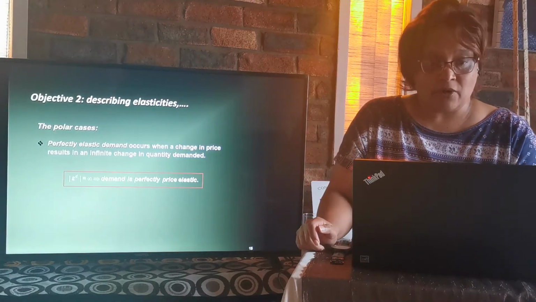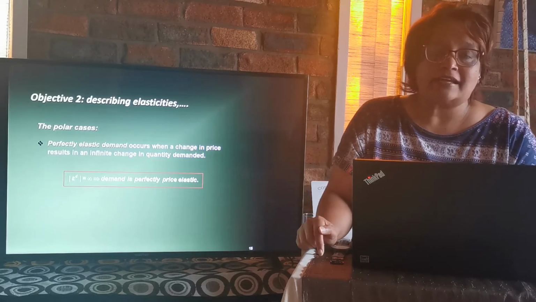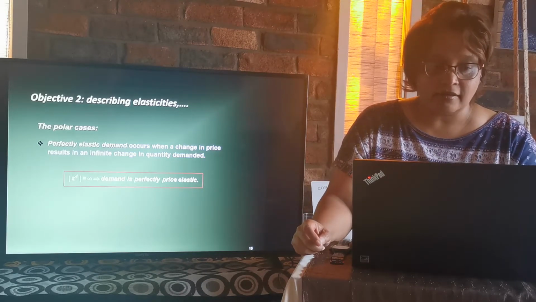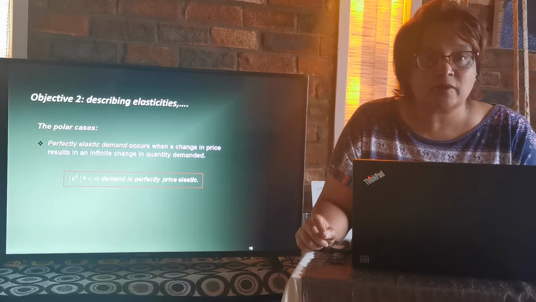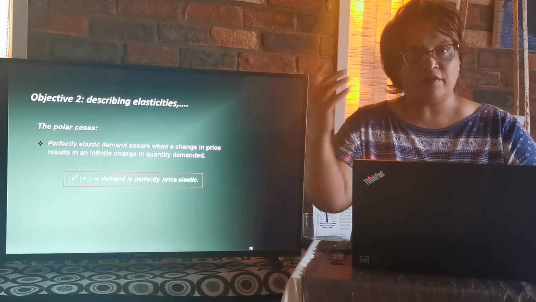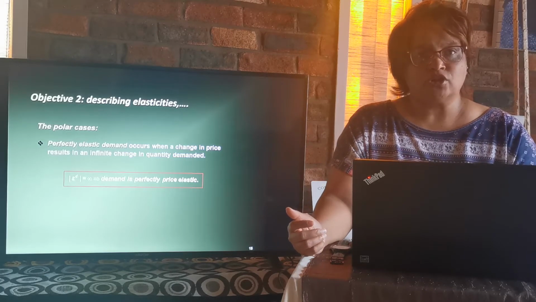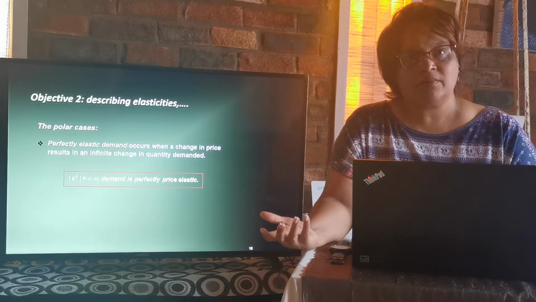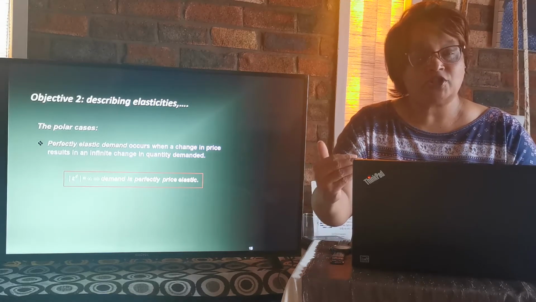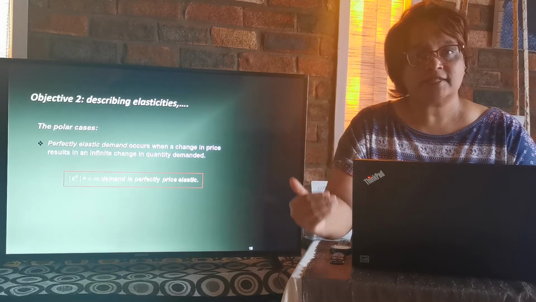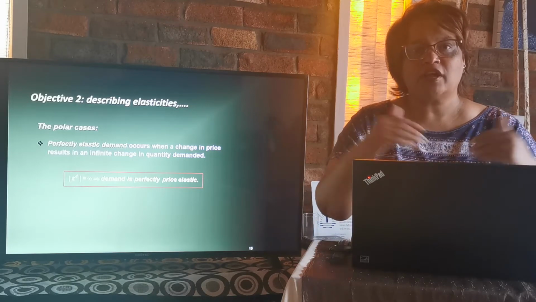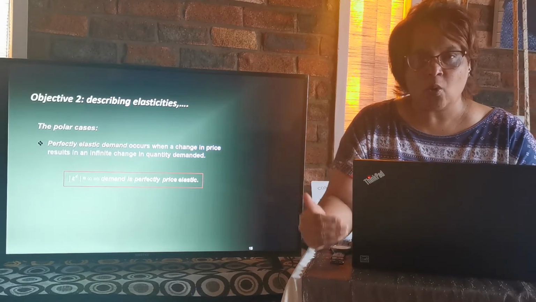Perfectly elastic demand occurs when a change in price results in an infinite change in quantity demanded. Again, perfectly elastic demand occurs when a change in price occurs in infinite. Infinite means no end. So whichever way we are trying to change the price, there will always be a demand. So whichever market you are in and what product you are selling or service that you are rendering, whichever the price may be, there will always be a demand.